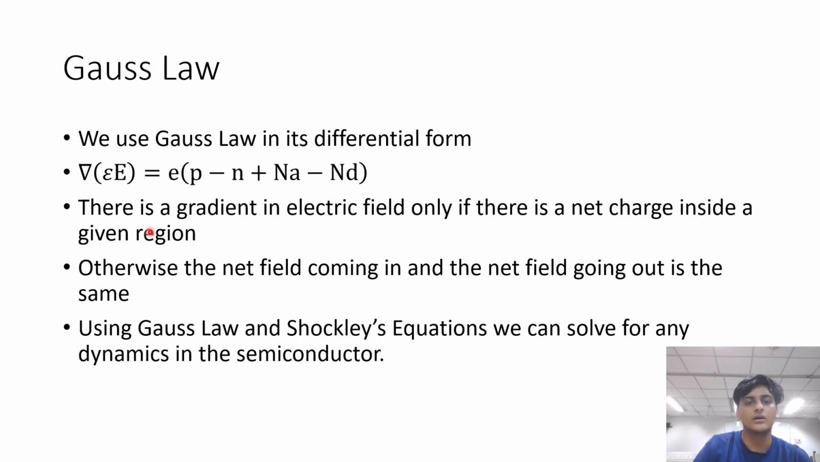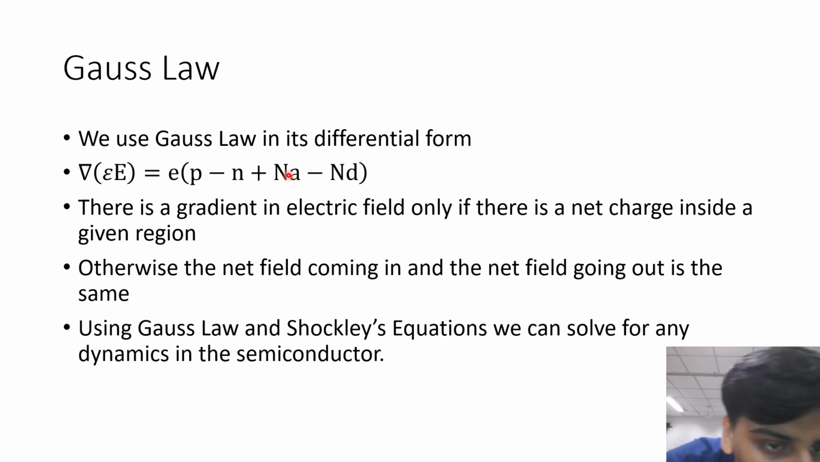The intuition, okay, so first, before I move on to the intuition, let me just tell you what this net charge represents. q represents the electronic charge. p represents the number of holes, that's why it's positive. n represents the number of electrons, that's why it's negative. Na represents the number of acceptor impurities, that's why this term is positive, and Nd represents the number of donor impurities, that's why this term is negative. So overall it constitutes the net total charge.